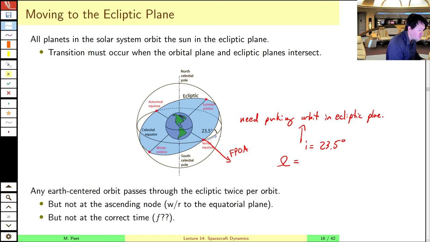So now if we draw our orbit here, obviously all orbits pass through the ecliptic plane. Here's an orbit. All orbits will hit that ecliptic plane at some point, say this point here, but that intersection may not occur at a convenient point. So here's our intersection with the ecliptic plane.